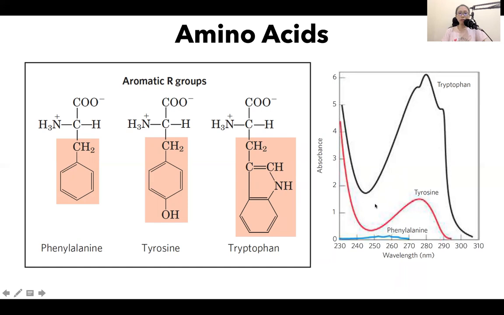So among these three, tryptophan has the highest extinction coefficient. It means that it has the greatest tendency to absorb light at around 280 nanometers, followed by tyrosine, and lastly, phenylalanine. So on average, we measure the absorbance of proteins at 280 nanometers. And we can actually use that absorbance value to estimate the concentration of proteins in an aqueous sample.